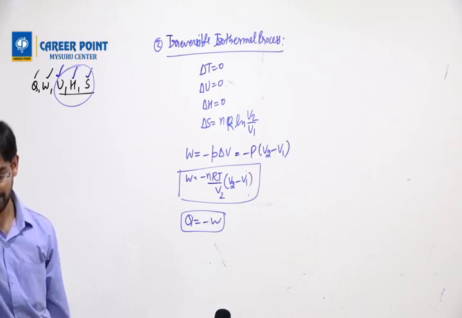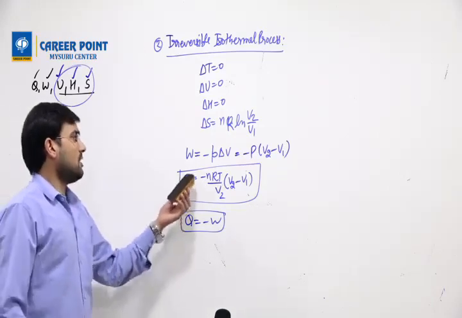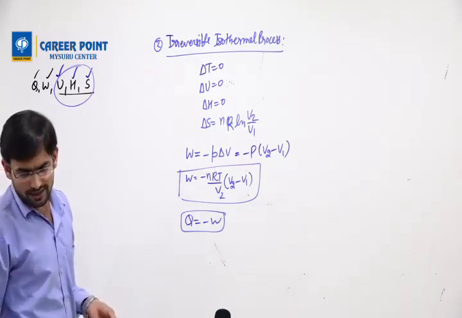Done? Copied? Okay, so the next, this is easy. Irreversible means only W and Q are changed, remaining all are same. Okay?